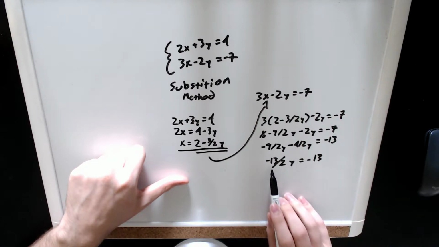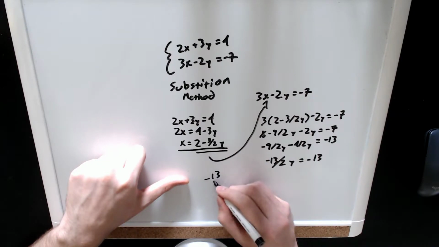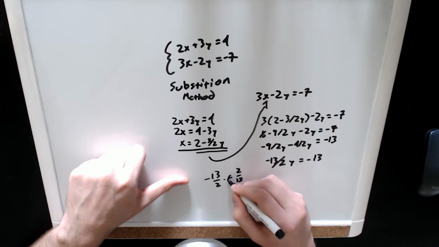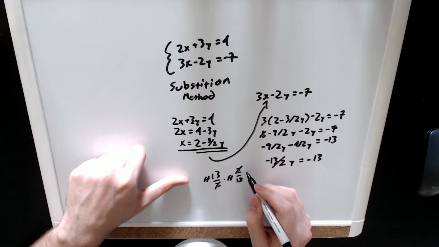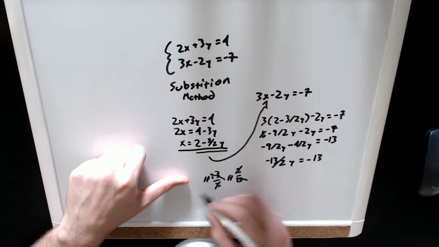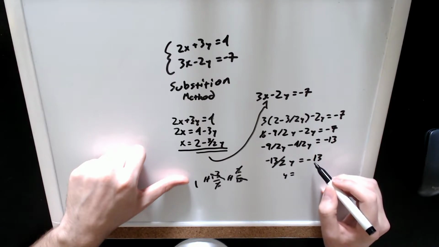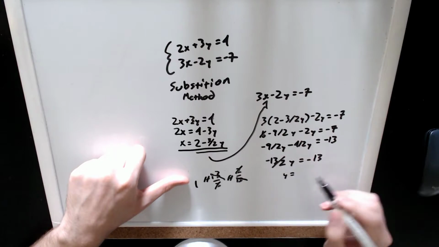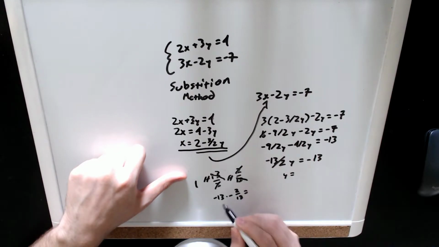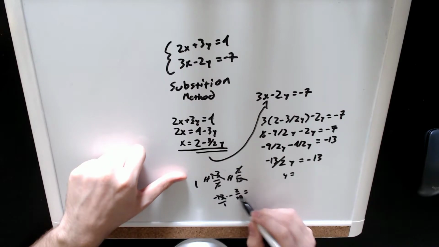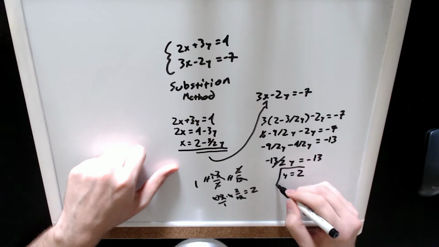Now, in order to get y on its own, we'll divide by negative 13 over 2, which is the same as multiplying by negative 2 over 13. When we multiply negative 13 over 2 by negative 2 over 13, the negatives cancel out because negative times negative is a positive, 2 over 2 is 1, and 13 and 13 is 1. We also multiply negative 13 by negative 2 over 13. 13 over 1, 13 and 13 cross out, and we get a positive 2. So we know that y equals 2.